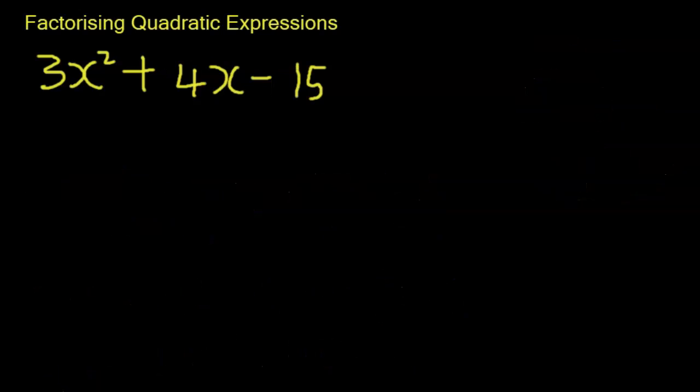How about this one? 3x squared plus 4x minus 15. So again, we always want to rewrite the middle term. So we want to rewrite 4x. But whichever two numbers are used to rewrite 4x, these two numbers must have the same product as AC. So we need to determine the value of AC, and AC, that's 3 times minus 15, that's minus 45.